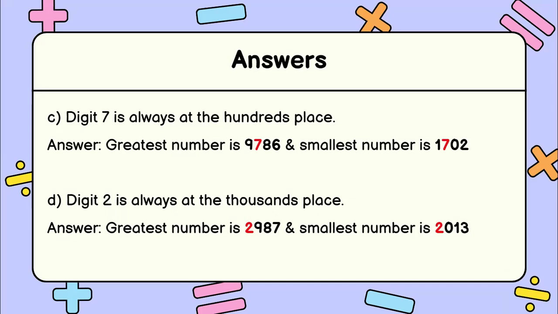Yes, that makes sense. Last but not least, D. Digit 2 is always at the thousands place. So, digit 2 is always at the thousands place. Digit 9 is now at the hundreds place. Digit 8 is now at the tens place, and digit 7 at the ones. So 2987 will be the greatest number, while the smallest number will be 2013.